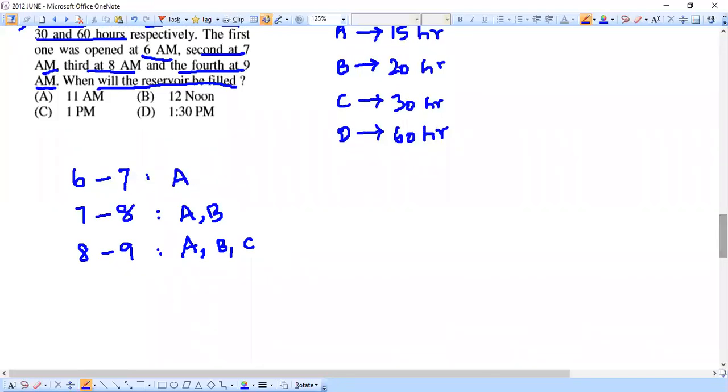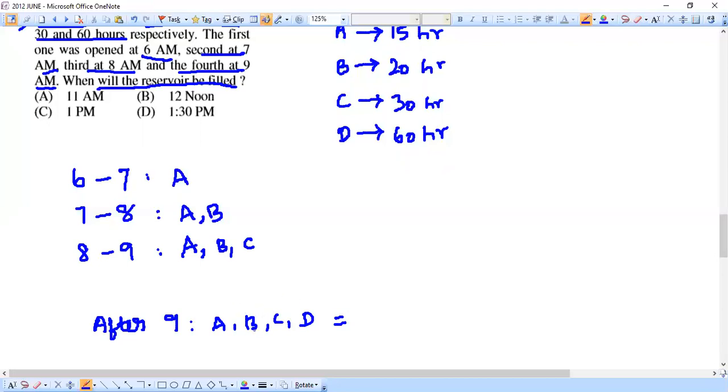Yeah, after 9. We'll just write it as after 9 because we don't know till what time it will be. Okay, after 9, because at 9 a.m. the fourth pipe is also open. So hereafter all four pipes are working, A, B, C, D, but we don't know till what time all the four pipes are going to work.